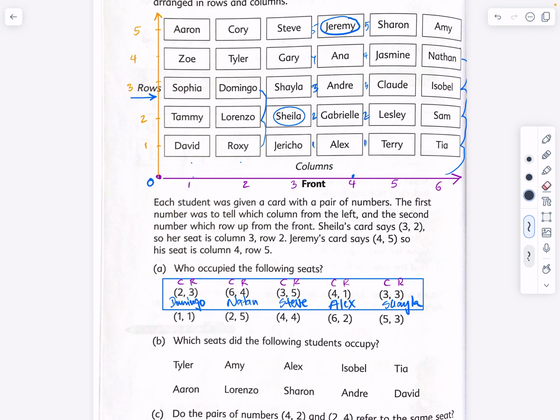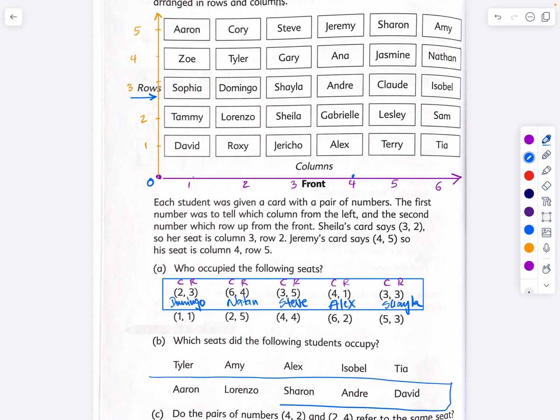I'm going to erase some of these drawings because I feel like it's making things a little bit messier. Now, let's practice an opposite operation. Which seats did the following students occupy? Again, let's just do the bottom section.